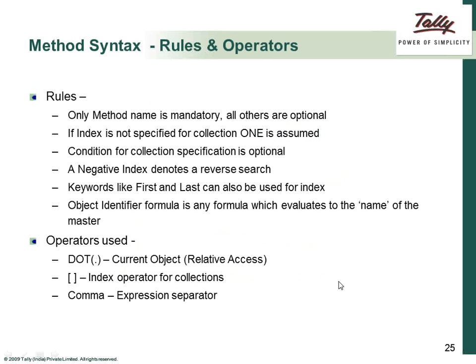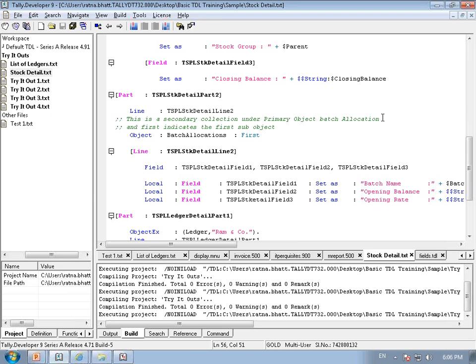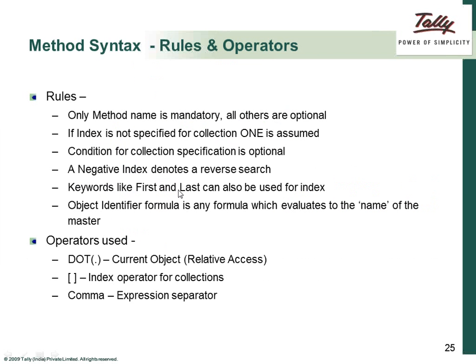Some relative specifications. These are some set of, I wouldn't call them rules, but a set of syntaxes that we have for the method formula syntax. Only the method names are mandatory, what we have specified in our code. The dollar sign is mandatory. Everything else is dependent upon the utility that you have.